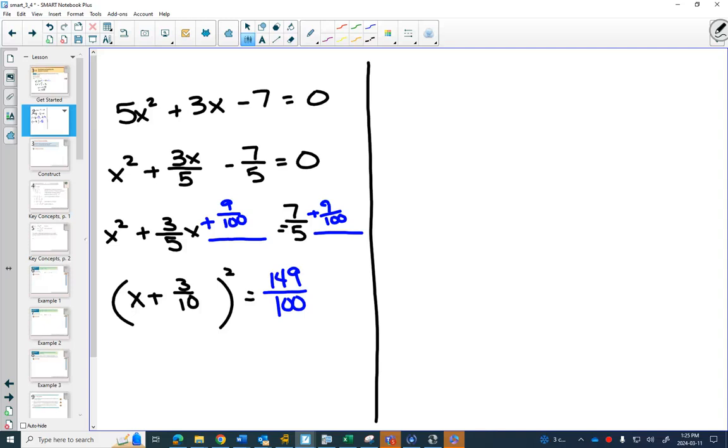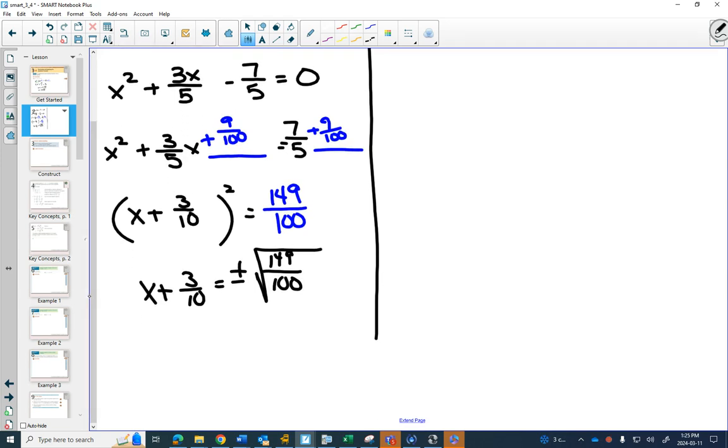How do you get rid of the squared? Square root. So I get x plus 3/10. I remember the plus or minus, and the square root of this side will be 149 over 100, which we can simplify to the square root of 149. That, unfortunately, doesn't simplify any further than that. But the square root of 100, we could write this over 10.